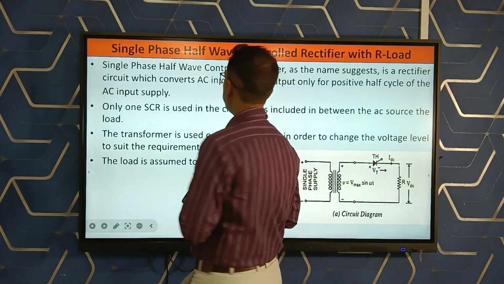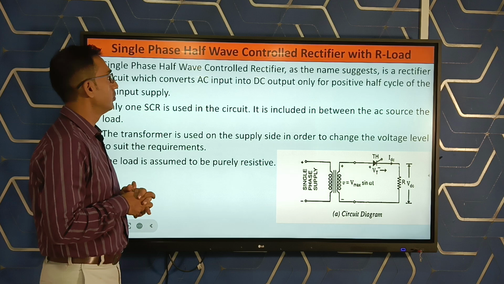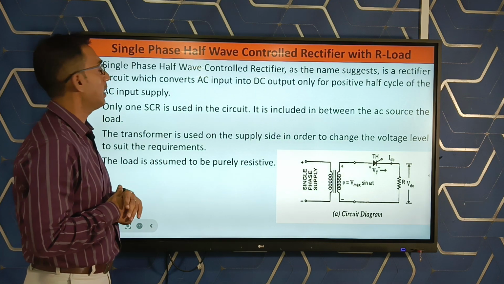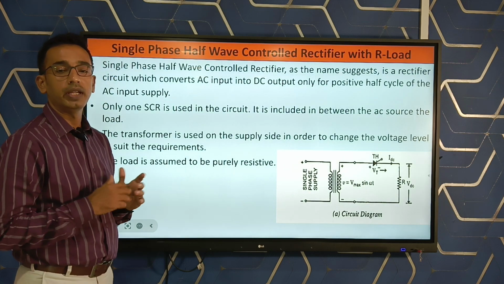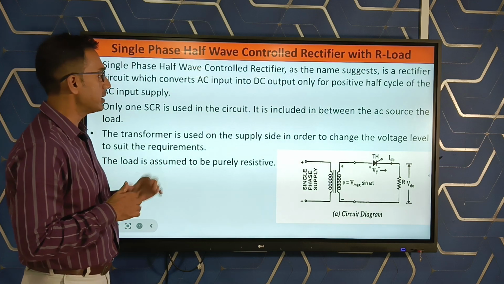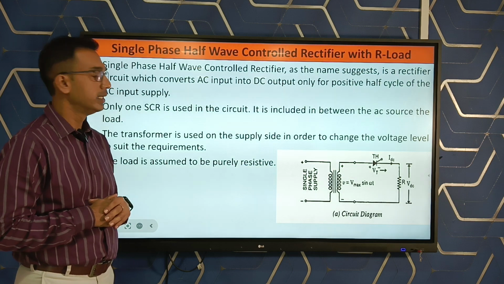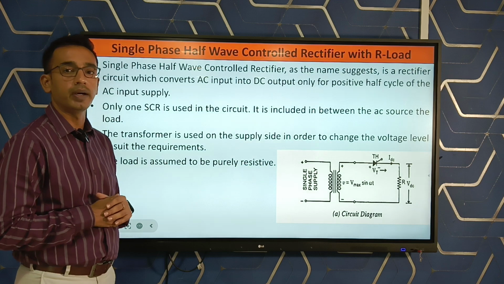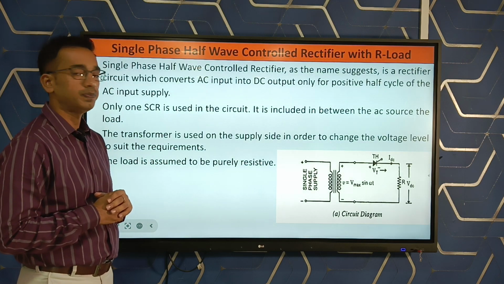So the single phase half wave control rectifier, as the name suggests, is a rectifier which converts AC to DC only for the positive half cycle of the AC input supply. In the negative half cycle there is no voltage. Here you can see in the circuit diagram, the input voltage is connected through the transformer, and the thyristor is connected in series with the resistor.